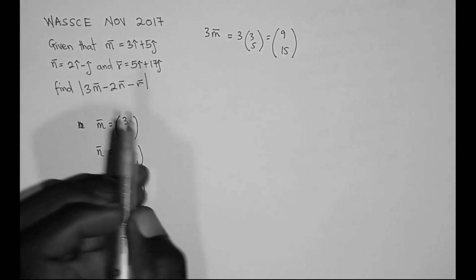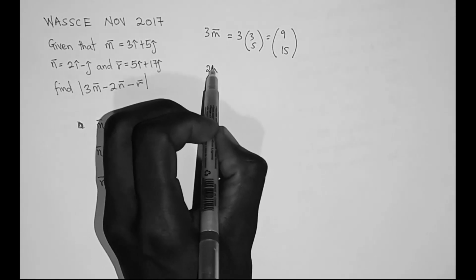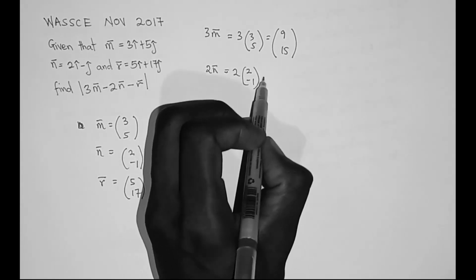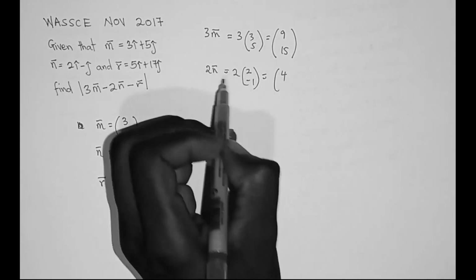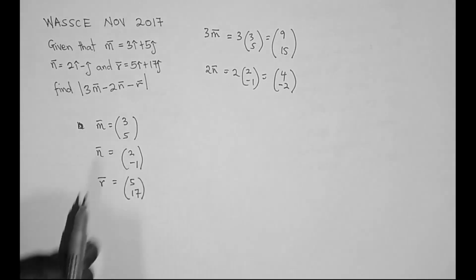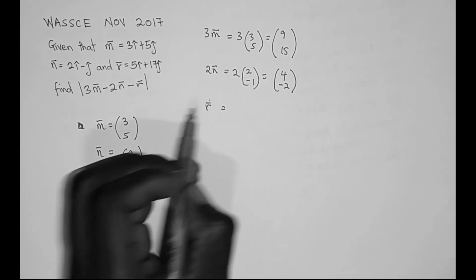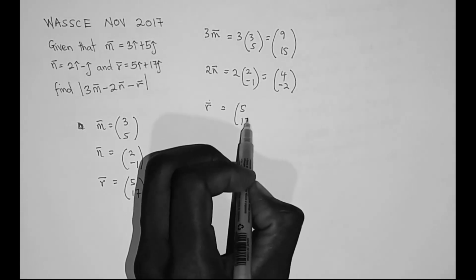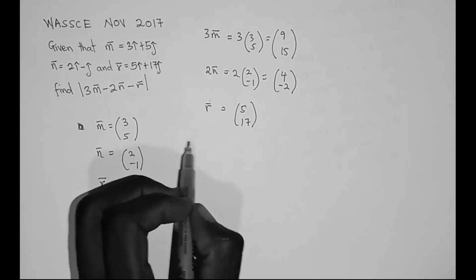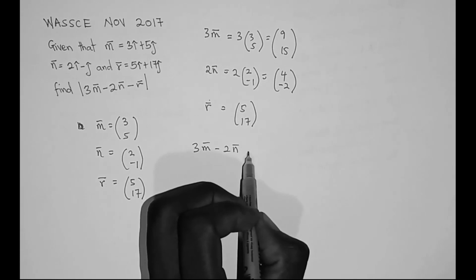And let's find 2n. So 2n is equal to 2 times the vector n. And the vector n is 2, -1. 2 times 2 is 4. And 2 times -1 is -2. Then the last part is r. But we know that r is 5 and 17. So let's go ahead and find 3m minus 2n minus r.